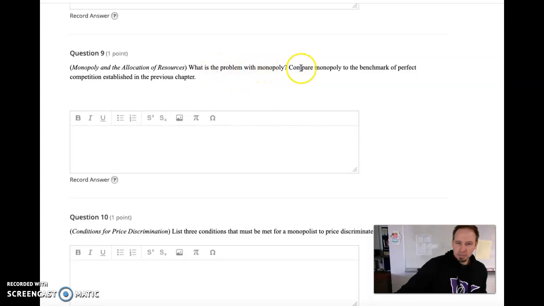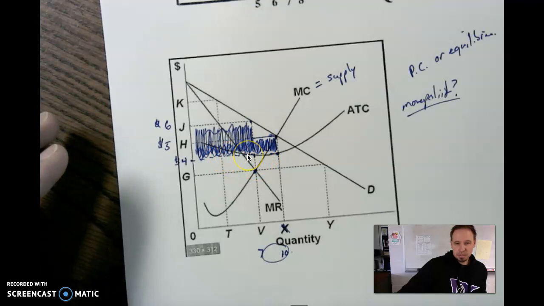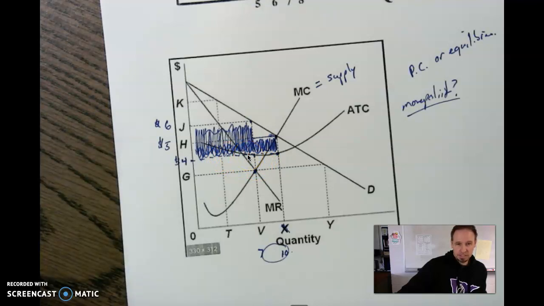But that helps illustrate your question of what is the problem with monopoly? Compare monopoly to the benchmark of perfect competition. Well, if you compare it here, goods have a higher price and not as many are produced. Goods are underproduced for what the market is demanding in equilibrium, and they are more expensive. So that's the difference between monopoly and perfect competition, which is why our government tends to look down upon monopolies, other than those that are naturally occurring through economies of scale. So hope that helps.